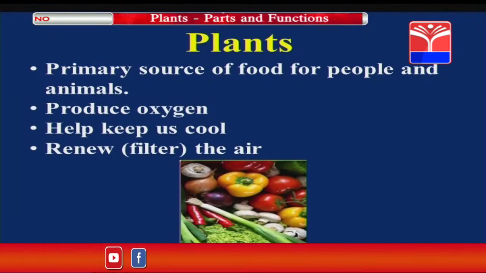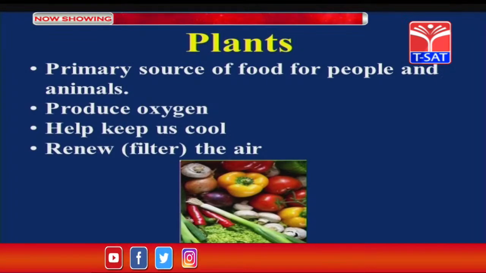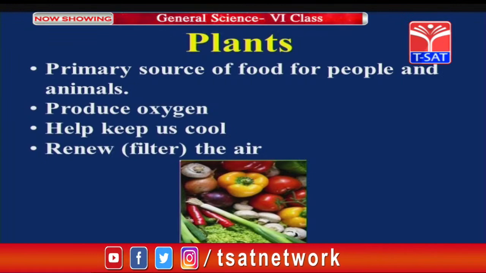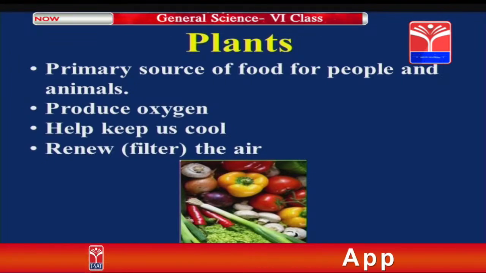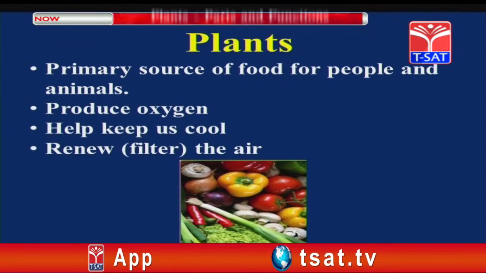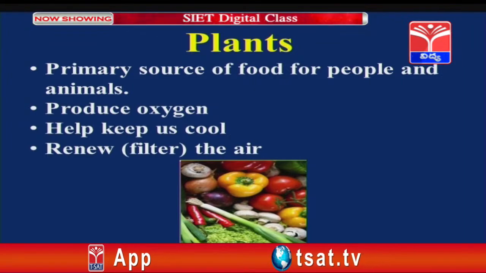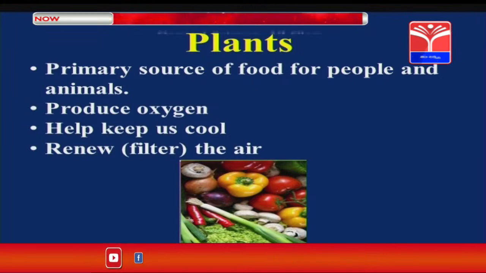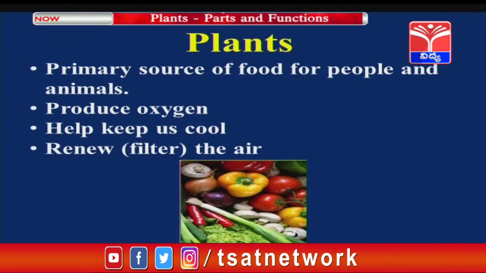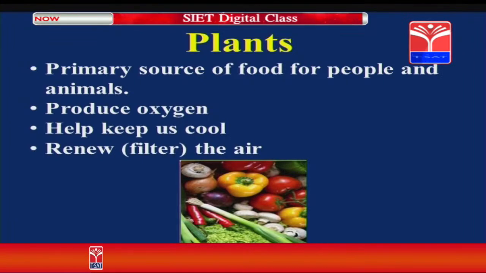Plants are the primary source of food for people as well as animals. They give food for human beings, insects and all those, and for the animals also. Not only that, plants produce oxygen. They take carbon dioxide from the atmosphere and produce oxygen, which is taken in during the process of respiration in the case of human beings.